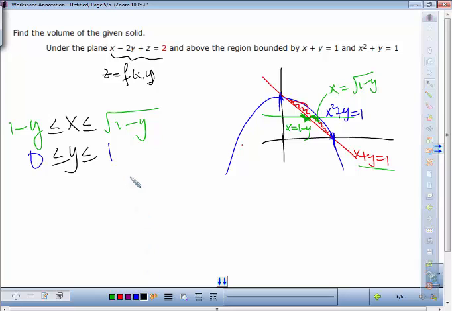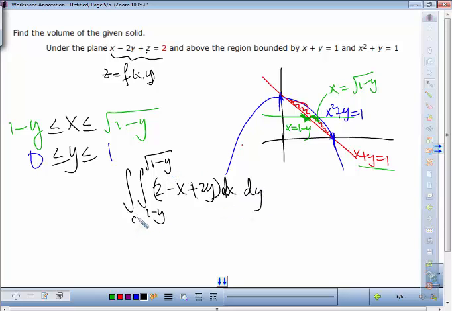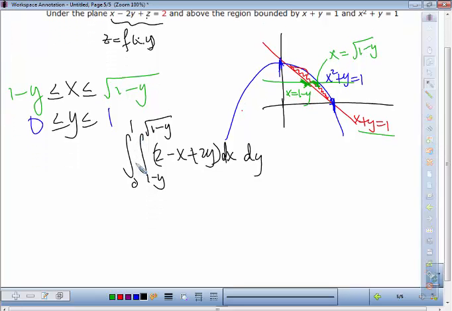So you set up your integral. You got your function, solve for z: 2 minus x plus 2y. With respect to x first is what we decided, from 1 minus y to square root of 1 minus y, and then with respect to y from 0 to 1. And this particular problem, we have a choice. We can do this with respect to x or with respect to y.